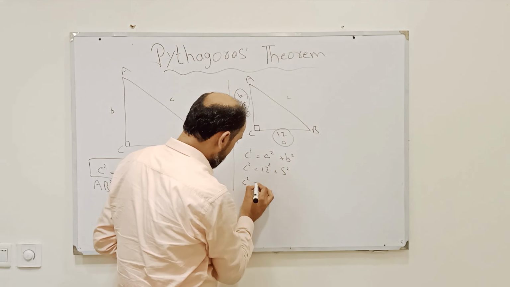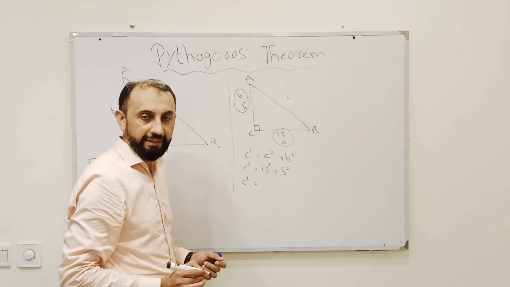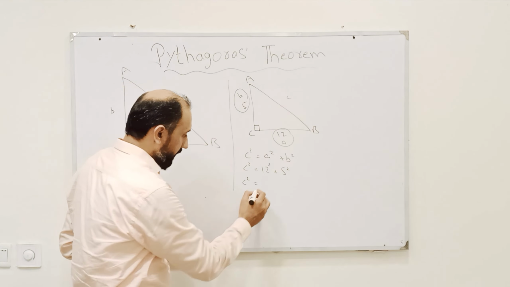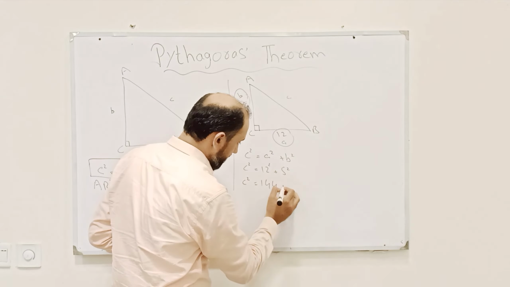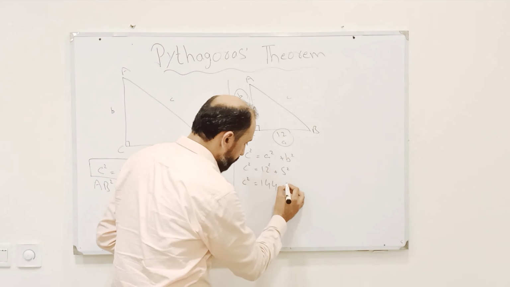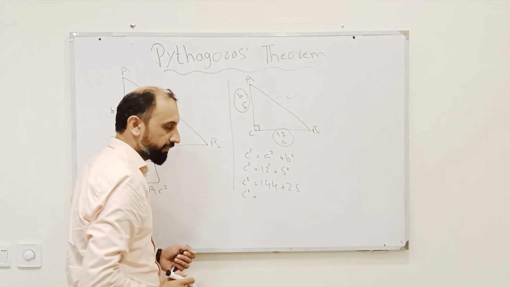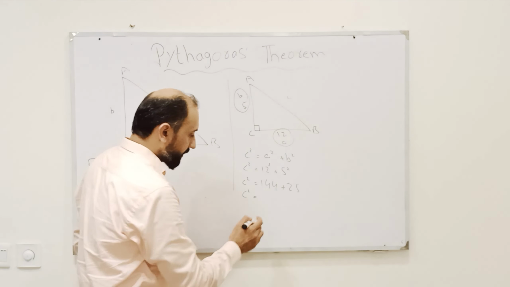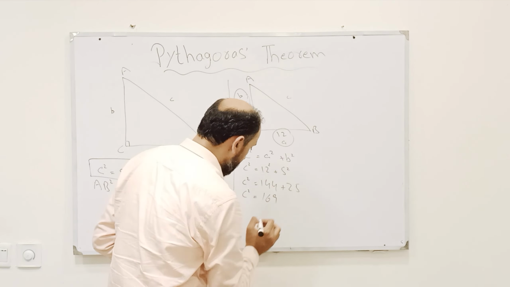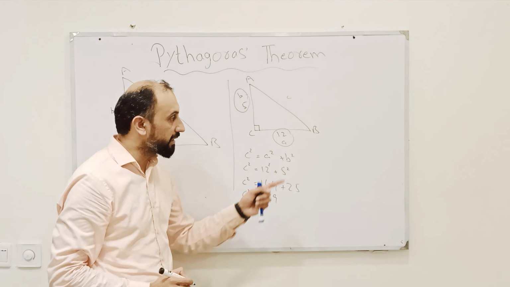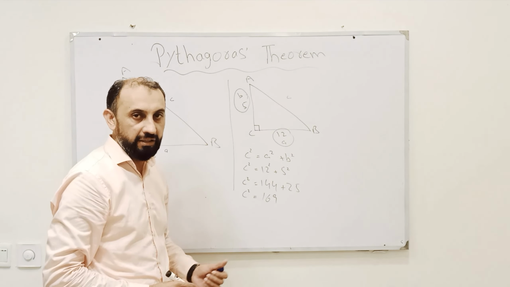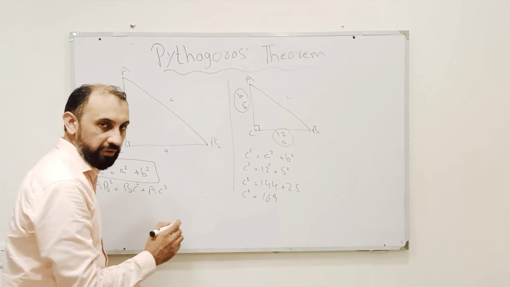So c square is equal to 12 square, and 12 square is 144, plus 5 square, which is 25. So c square is equal to 144 plus 25. So the answer is 169. Okay, but you need to find only c, not c square. So you take the square root on both sides.